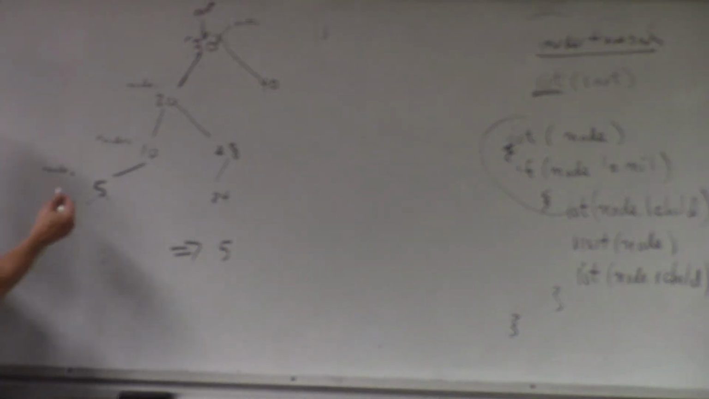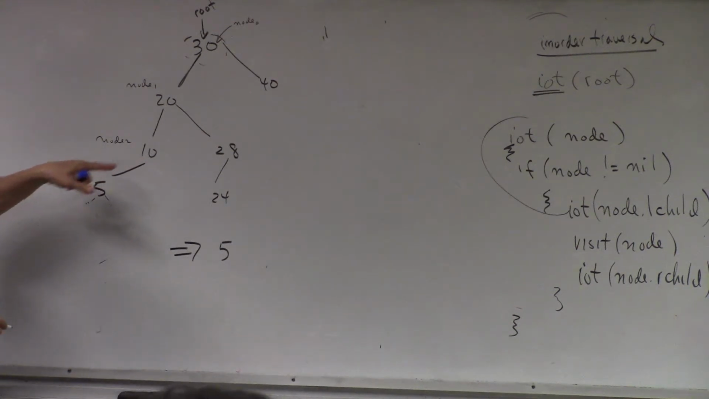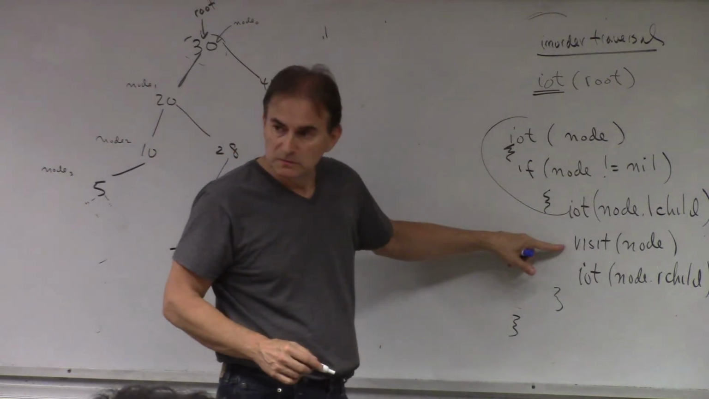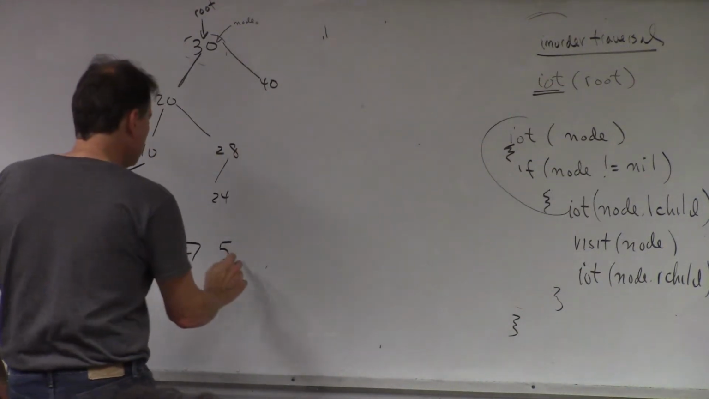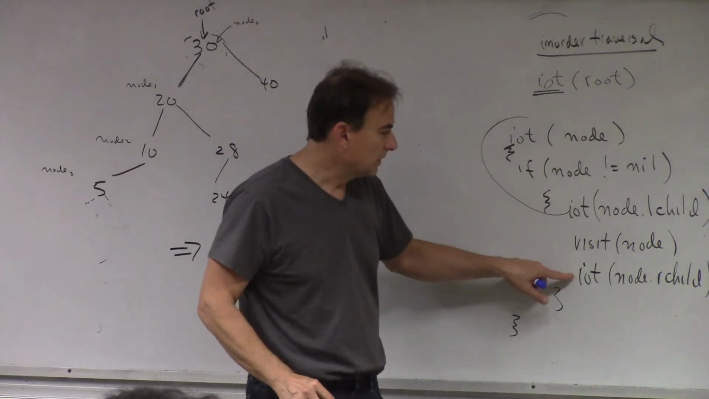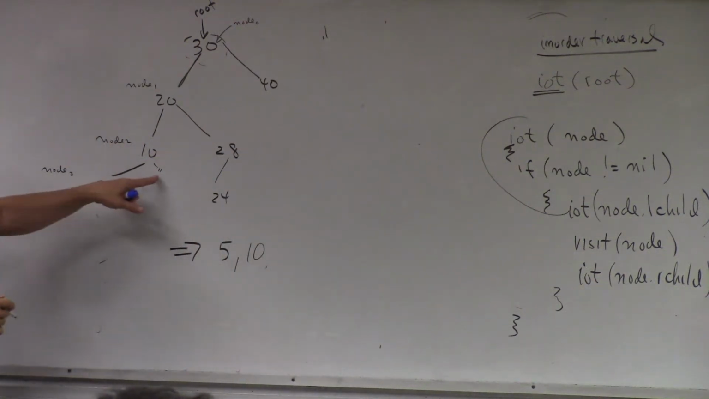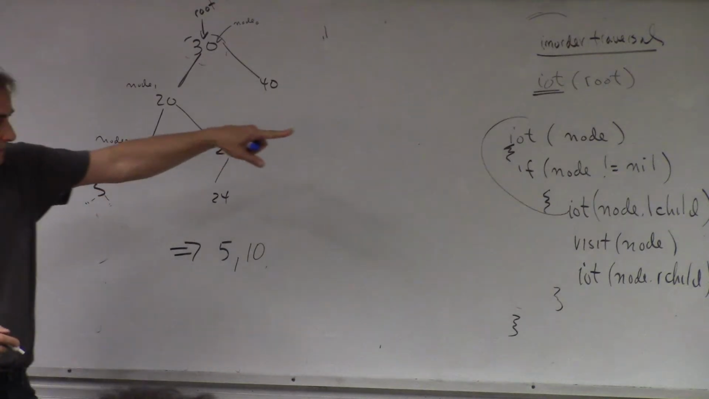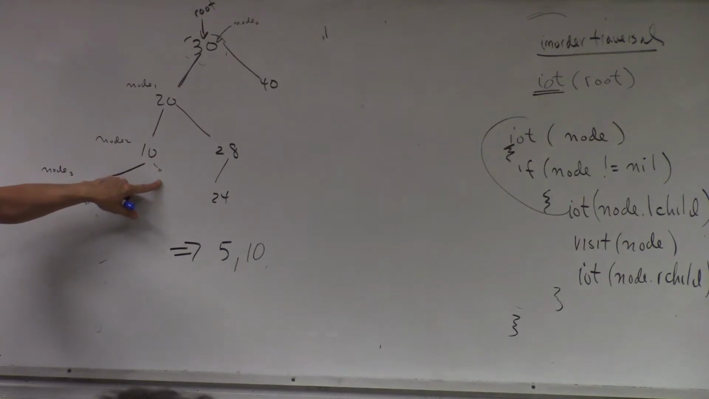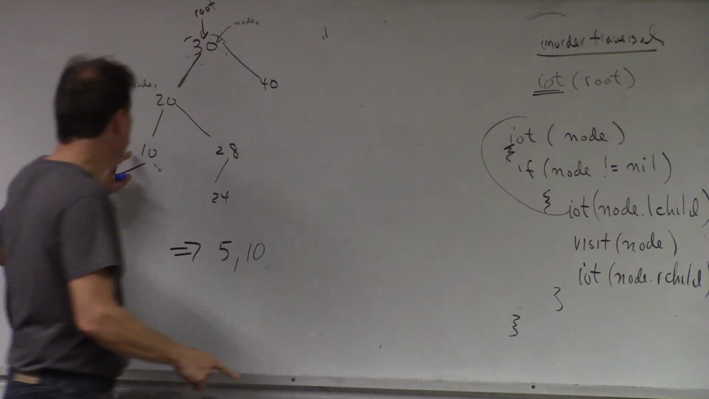We go back to level 2. Last time we were at level 2, we went to the left. So now we're back in level 2. We're going to visit the node, and that's going to be a 10. And then from level 2, we're going to recurse to the right into level 3. Nil returns. When we return from level 3, we return to level 2. Level 2, call the right child. So we finish here.